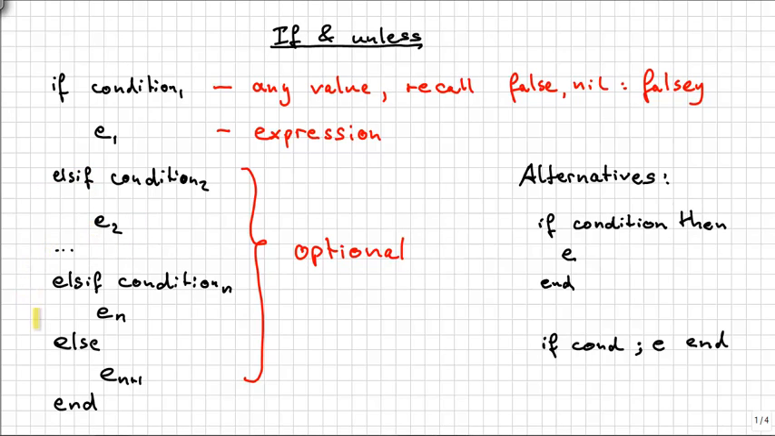And we can have a whole sequence of else if conditions. And then finally, as a fall through, if you will, we can have an else condition. If none of the conditions 1 through n is true, we will evaluate expression En plus 1 here. And of course, the if control structure is framed by if and end.